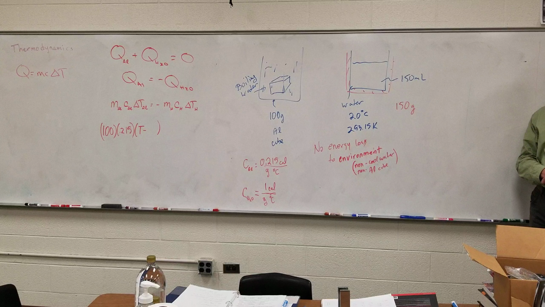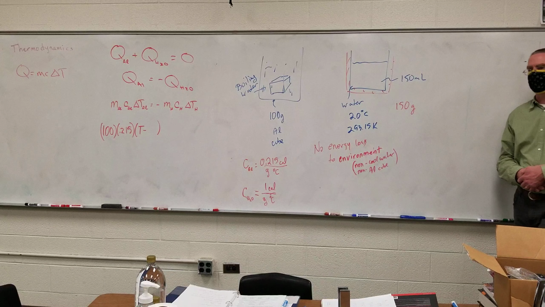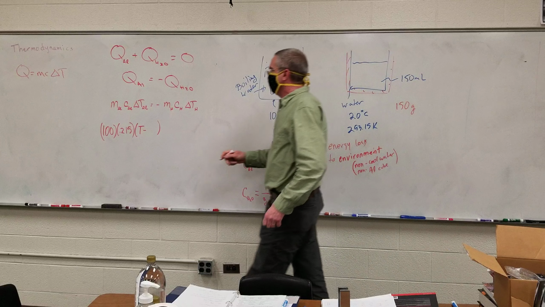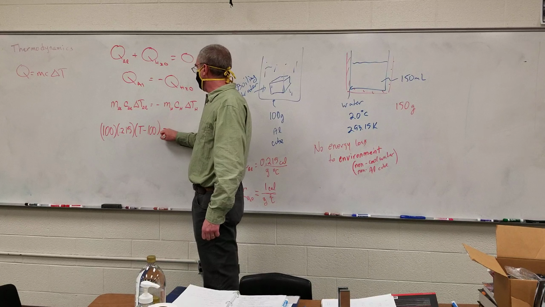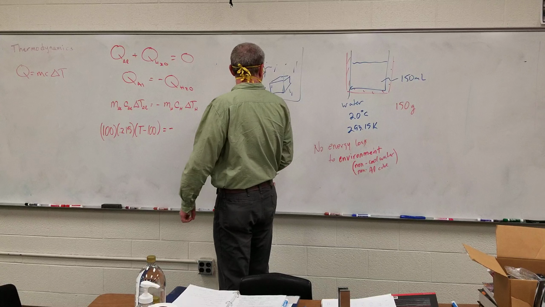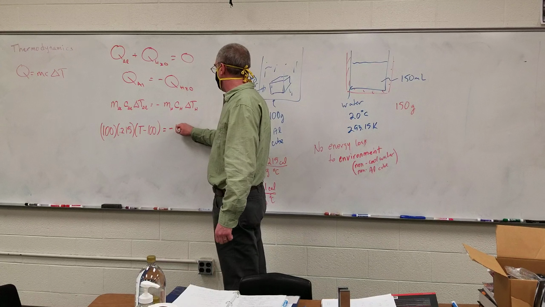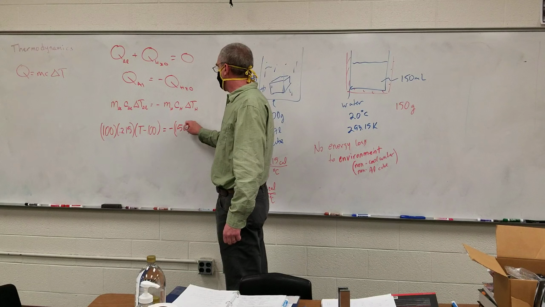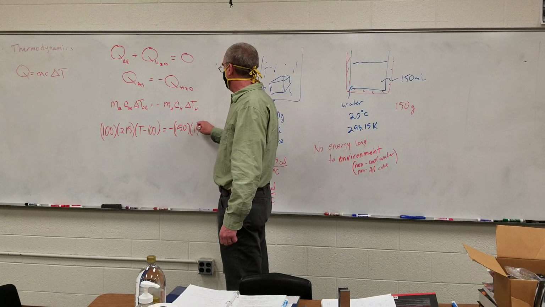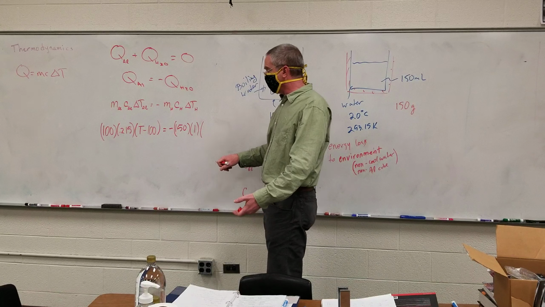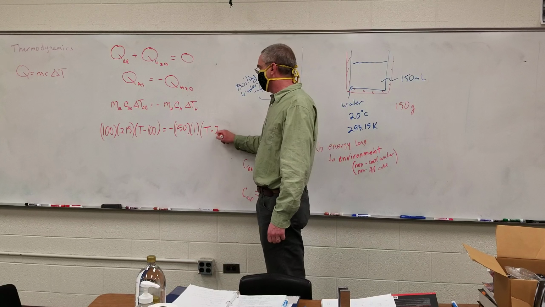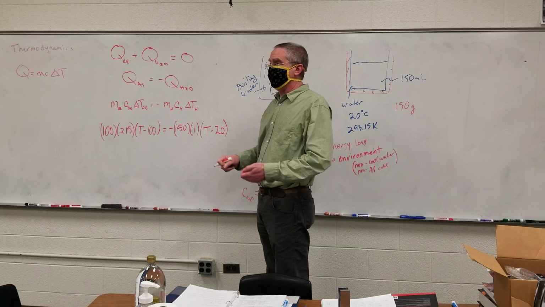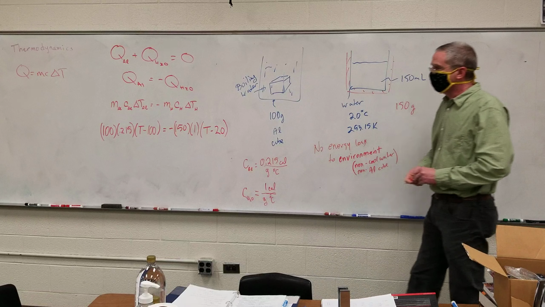Wasn't it 100? It's boiling water. I hope so. If it's in the boiling water long enough, it should be the same temperature as that. So minus 100 equals negative of the mass of the water, which we figured out was 150, times specific heat of the water, 1, times the change in temperature of the water. So that's the temperature minus the initial. Starts out at 20 degrees Celsius.